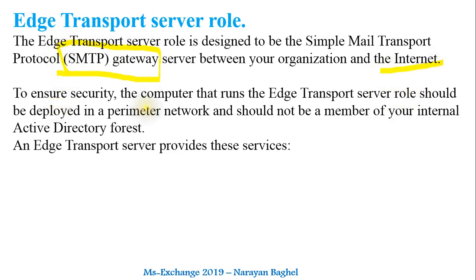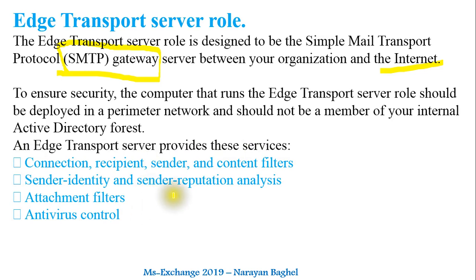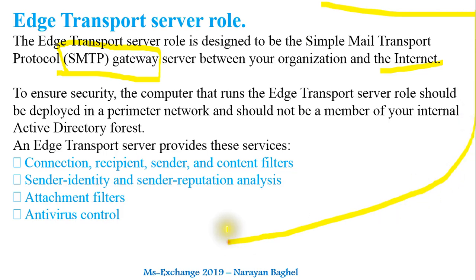To ensure security, the computer that runs the Edge Transport Server role should be deployed in a perimeter network and should not be a member of your internal Active Directory forest. The Edge Transport Server provides services like connection, recipient, sender and content filtering, sender identity, sender reputation analysis, attachment filtering, and antivirus control. So this role is, you can say, a backbone in your infrastructure, because security is very important and it takes care of the security part.